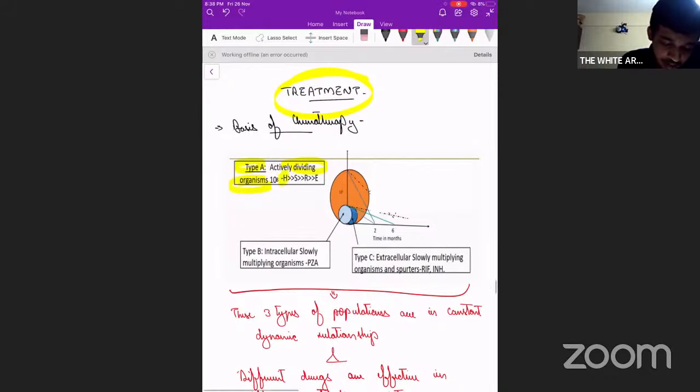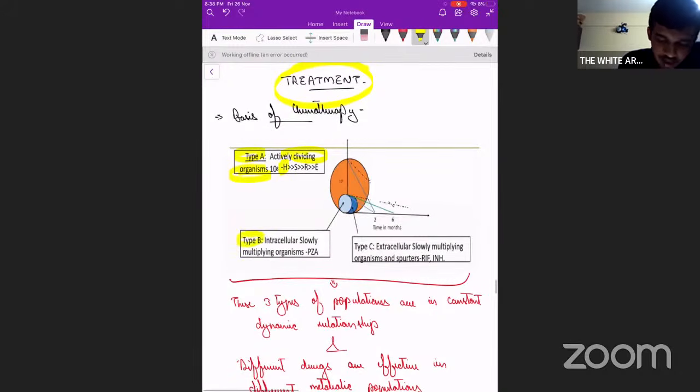Type B is the intracellular organism which are slowly multiplying. Those are the organisms which remain dormant. So we'll have to take care of this dormant organism as well, because they might end up being the cause for reinfection later. For this one, pyrazinamide is much more sensitive. And there is one more group of organism. They are extracellular and slowly multiplying organisms. And for this, rifampicin is good.